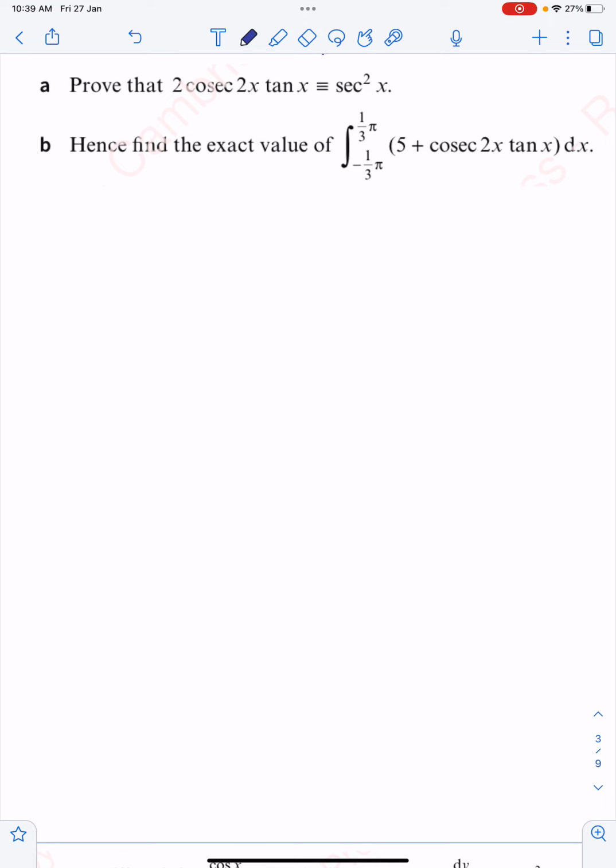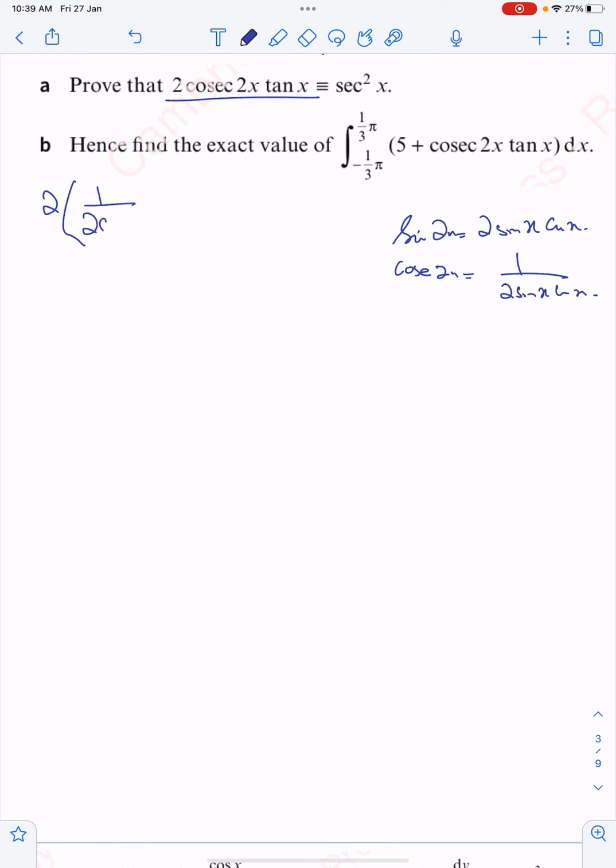First of all, we know sine of 2x equals 2 sin x cos x. Cosec of 2x will be the reciprocal of this, which is 1 upon 2 sin x cos x. So in place of cosec 2x, I am writing 1 upon 2 sin x cos x multiplied by tan x. Tan x is sin x upon cos x. Sin x and sin x will cancel out, and 2 and 2 will cancel out. You are left with 1 upon cos square x, which is actually sec square x. So this is proved.